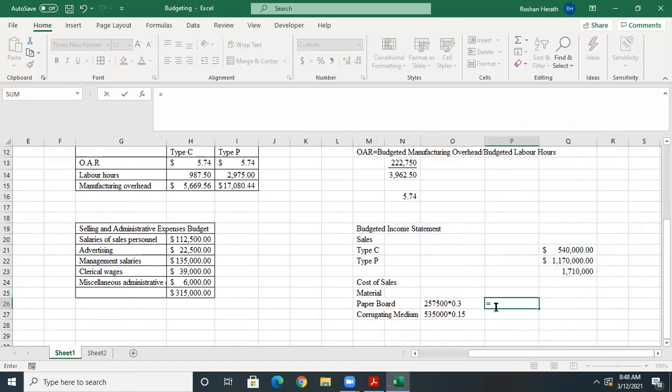So you can take that 257,500 into 30 cents and 535,000 into 15 cents.